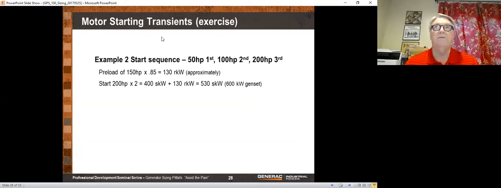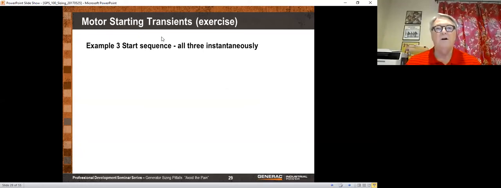The generator got 50% bigger just because we started the load in a different sequence. Now, the good thing here is because we went with the larger generator, our voltage drop is going to be a little bit less.